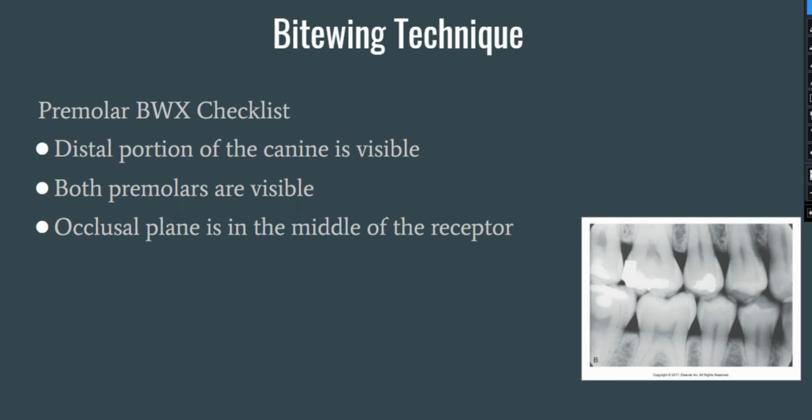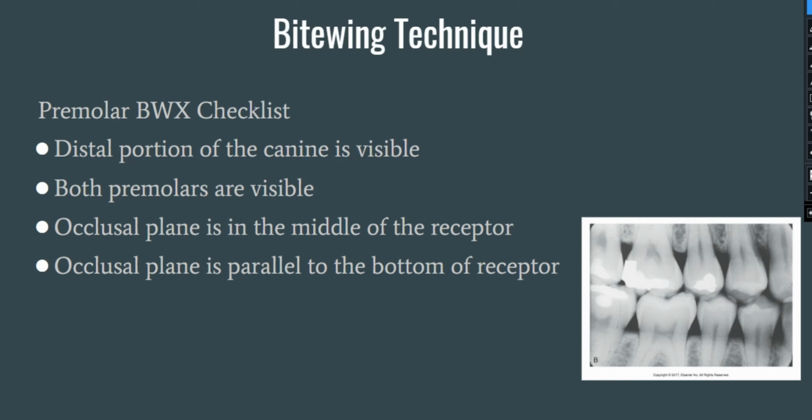The occlusal plane is in the middle of the receptor. So here we go along the occlusal plane. It's basically where the occlusal surfaces are and where they meet. The occlusal plane is parallel to the bottom of the receptor. So parallel, imagine if this could be a completely straight line. We've got one line here, and the bottom of the receptor runs along here.